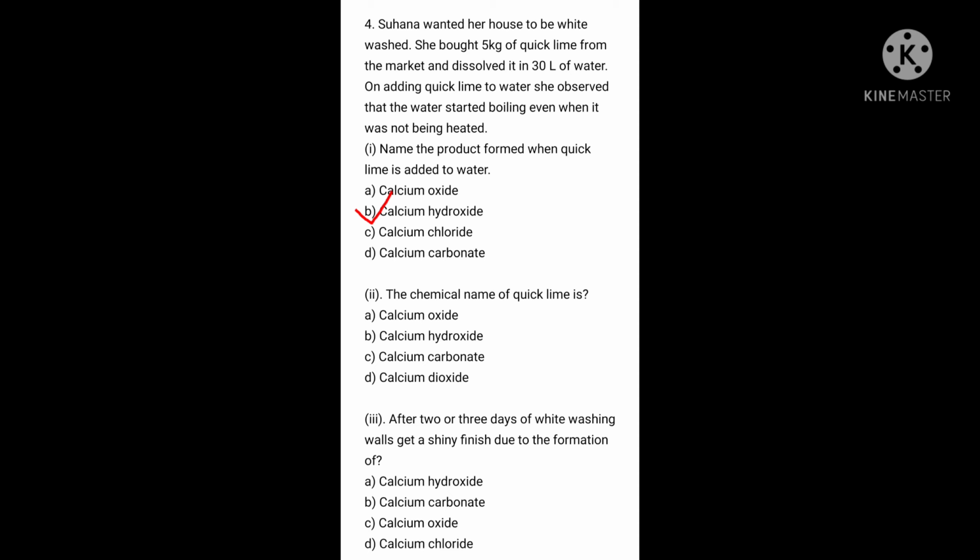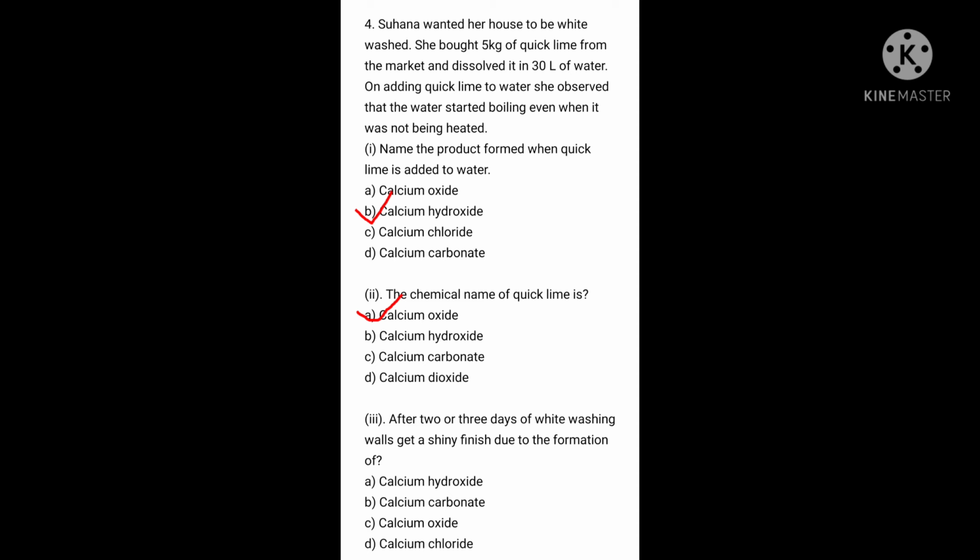Second question. The chemical name of quicklime is option A, calcium oxide. B, calcium hydroxide. C, calcium carbonate. D, calcium dioxide. The correct answer is option A, calcium oxide.